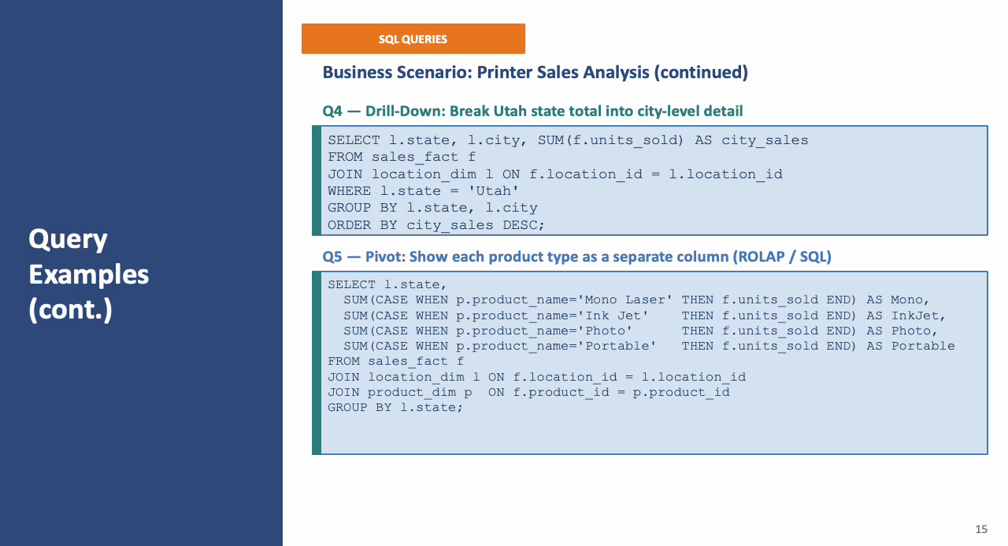Let's continue with the final 2 OLAP operations, drill down and pivot. Both of these have more complex SQL queries than the previous three.